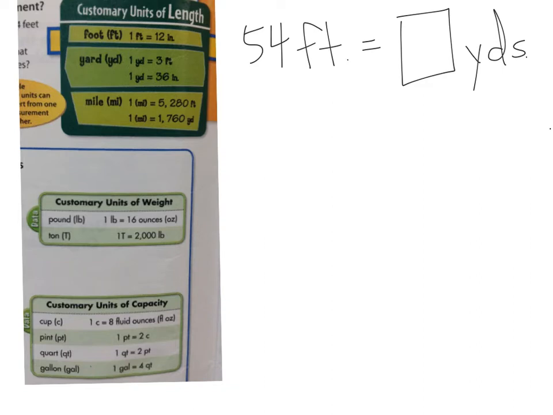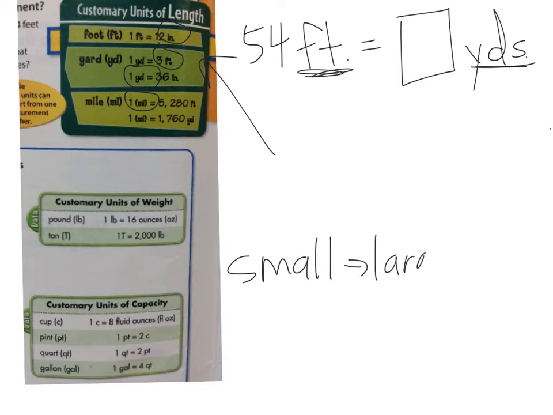The second example is converting feet to yards. If you look at our customary units of length chart, we can see that inches is the smallest unit, followed by feet, and then yards, and then miles. So if we are looking at converting feet to yards, is that going from larger units to smaller units or smaller units to larger units? Hopefully you said we are going from smaller units to larger units. So again, if we go from small to large, we are going to divide.